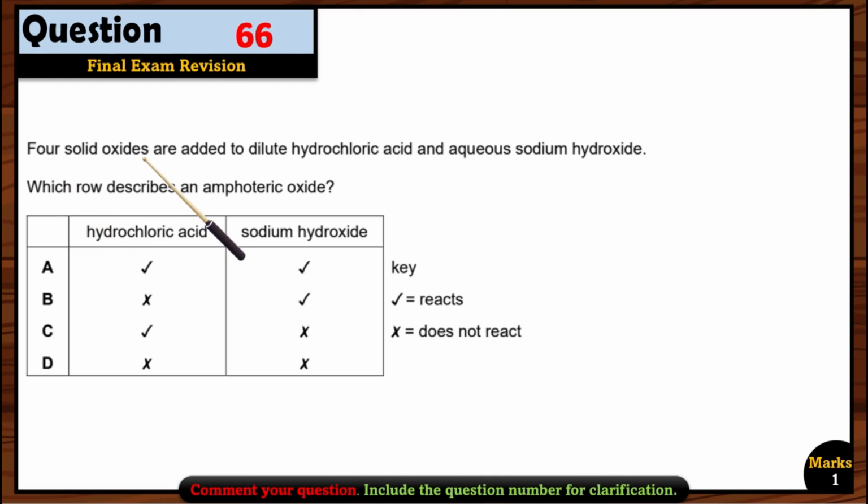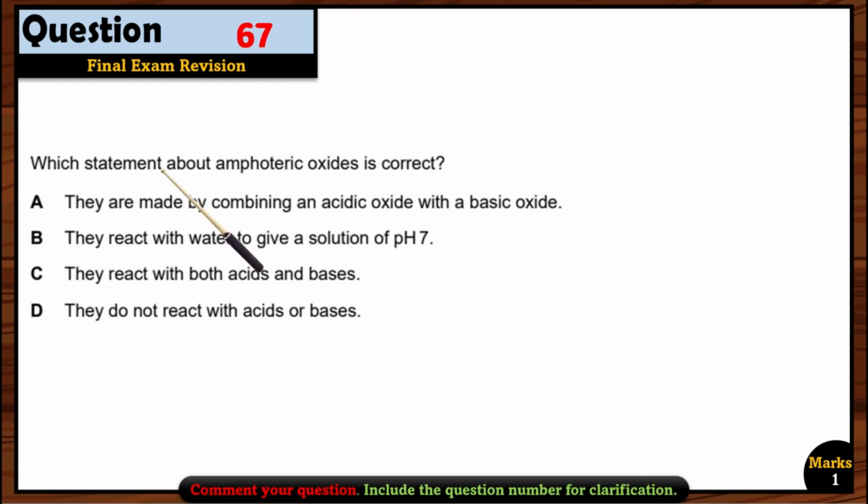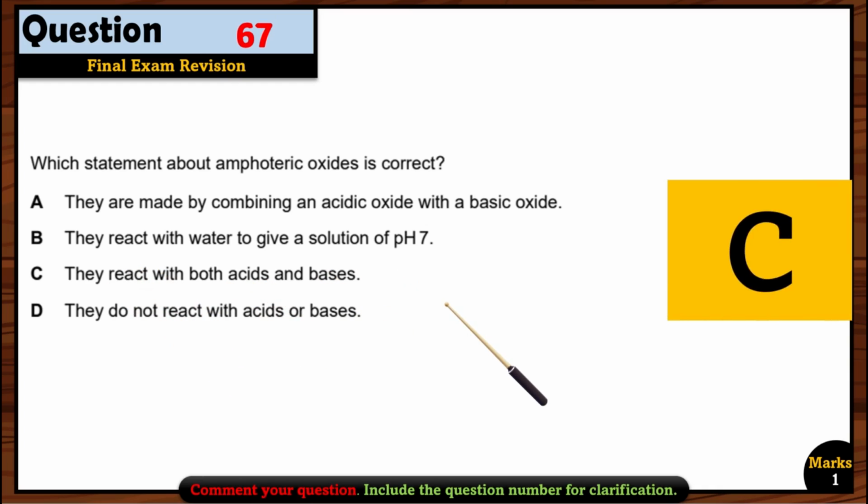Question 66. Four solid oxides are added to dilute HCl and aqueous sodium hydroxide. Which row describes an amphoteric oxide? Again, they should react with both. So that's why option A is the right option here. Question 67. Which statement about amphoteric oxide is correct? They react with both acid and bases. So option C is the right option.